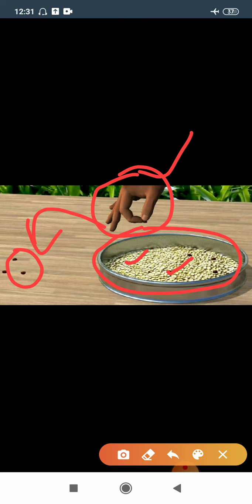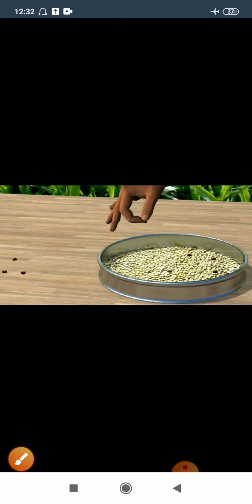Here the important factors to consider are that the particles must be big enough so that they can be seen by the naked eye and can be easily picked by hands. So again, this method is called the hand picking method.